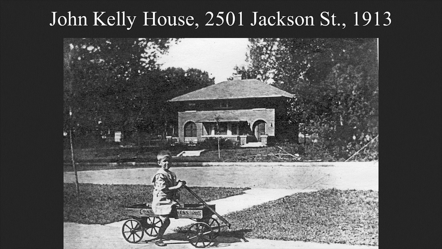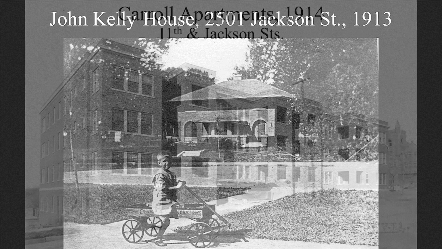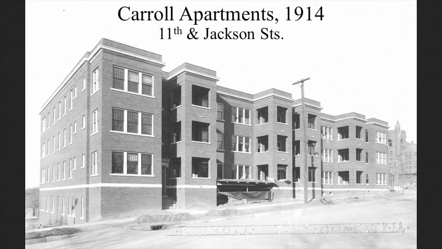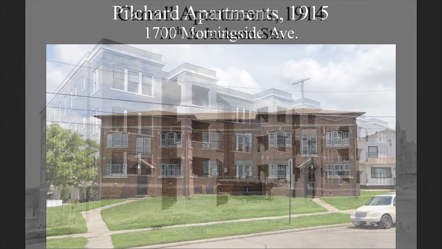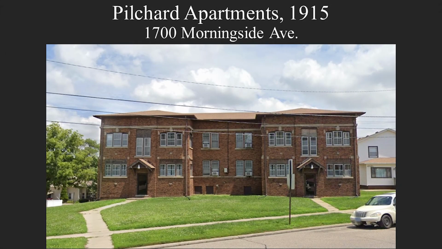The John Kelly House at 2501 Jackson Street was built in 1913, and you can see it too has that low-pitched, hipped roof, very representative of the Prairie School movement. Because of the massive influx of people to Sioux City, there wasn't enough housing stock available, so there are many apartment buildings built in the 19-teens, including the Carroll Apartments built in 1914 at 11th and Jackson Streets. The Pilchard Apartments were built in 1915 at 1700 Morningside Avenue.